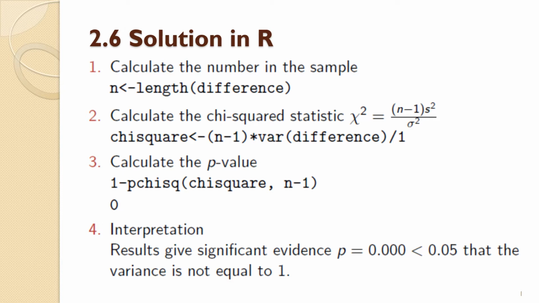Calculate the p-value like this, and you get in this case that the p-value is very low, computationally 0 according to R. In terms of the interpretation, there is significant evidence, p equals 0.000, less than 0.05, that the variance is not equal to 1. One thing to look for here is it doesn't matter if you do the thing by hand or using R, you should get the same numerical answer and the same interpretation in either case.